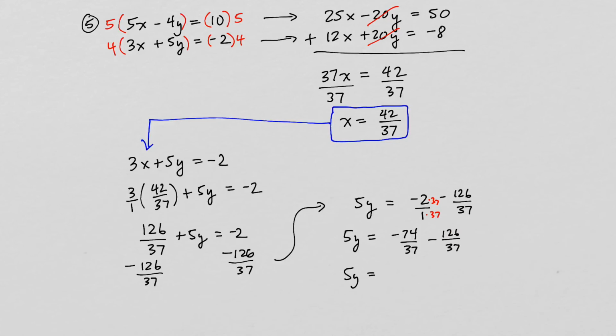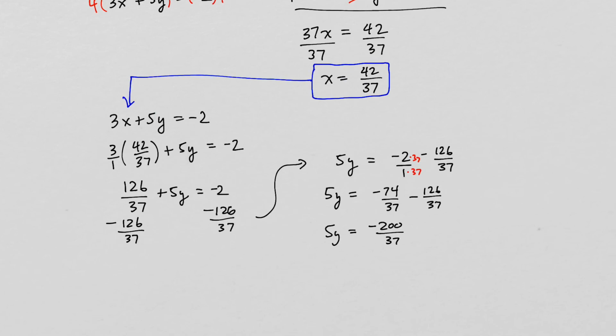And now we just need to subtract negative 74 minus 126. And if you do that, you get negative 200 over the common denominator, which is 37. And then to finish this up, I'm going to get rid of the 5 by multiplying both sides by 1/5. This will cancel the 5s here and give us y equals negative 40 over 37, because 5 goes into 200 40 times. And so here's our value for y.